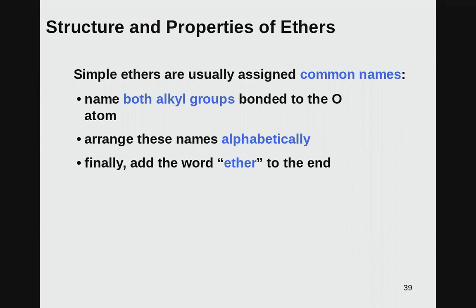What does that tell us? Well, ether tells us it's ROR. Ethyl tells us there's an ethyl group. Methyl tells us there's a methyl group. And because there's an ether, they have to be bonded to a central oxygen.